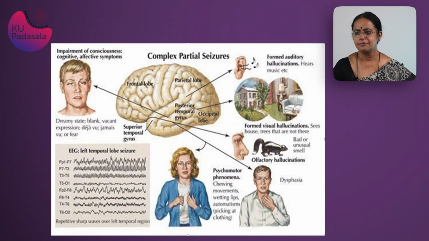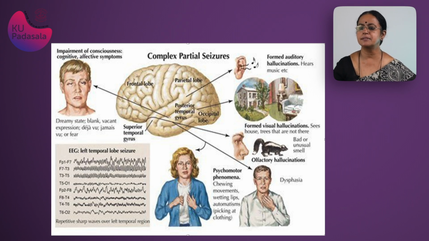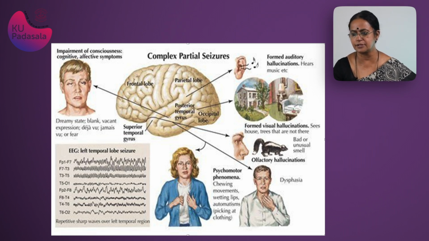So this is the picture. You can find that complex partial seizures can occur from any part of the brain: frontal, parietal, posterior temporal gyrus, occipital, or any part of the brain. As you can see, there is impairment of consciousness, and cognitive affective symptoms are there: dream-like state, blank vacant expression, deja vu, that is, new experiences perceived as seen or heard before, and jamais vu, where familiar ones are perceived as never seen, never heard. Then there are psychomotor disturbances, auditory hallucination, visual and olfactory hallucination, psychomotor phenomena like chewing movements, wetting of lips, and automatisms like picking at clothing, etc. can be observed.